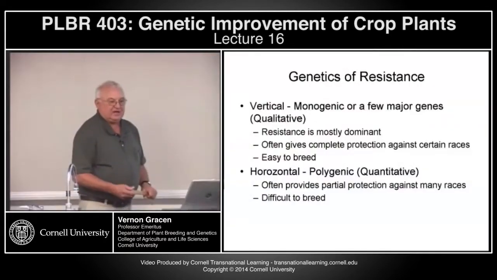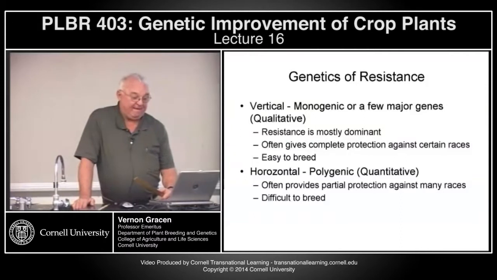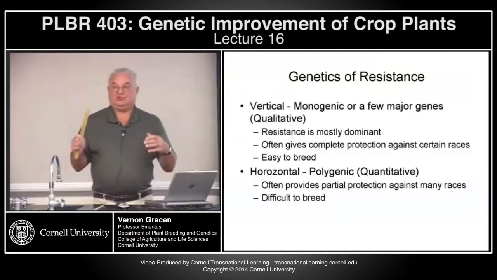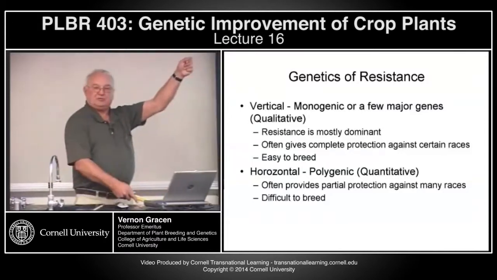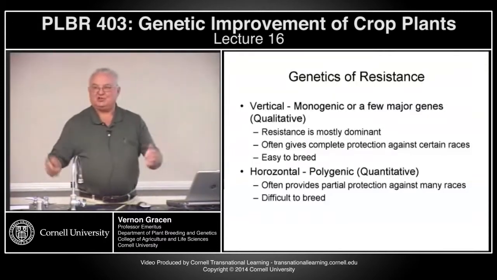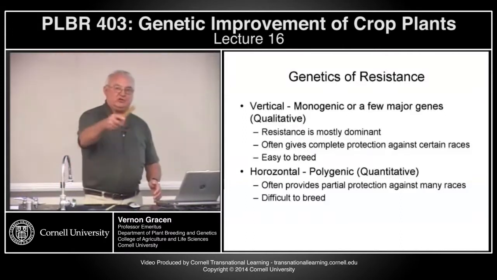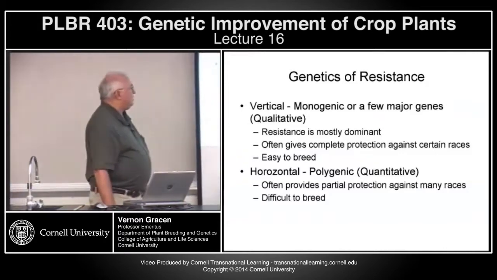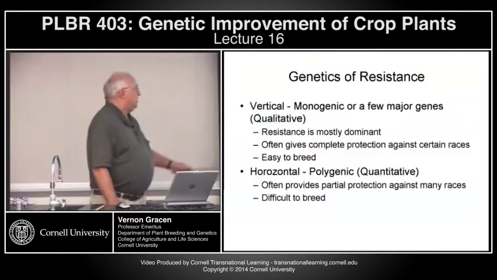So we talked about this, the genetics, vertical, one to a few genes. These genes are mostly dominant, and they give complete protection against certain races, and they're very easy to breed. Single dominant genes, you inoculate with a disease or insect, and you can tell resistant, susceptible, clear-cut differentiation. You can backcross, and in 5 or 6 backcross generations, you can transfer these genes from any source that will cross into your plant very, very rapidly. Horizontal, quantitative, gives partial protection against many, in fact, often against all races of a pathogen. Very, very difficult to breed.